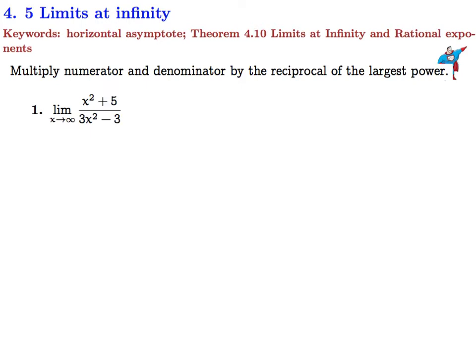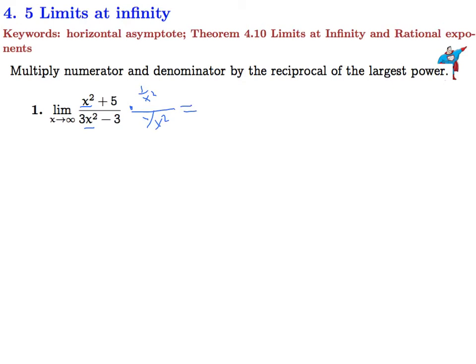Suppose we wanted to compute this limit here in number 1. Well, what we want to do is look and find the largest power. So here we've got an x squared. We've also got an x squared here. So 2 is the largest power. So we want to multiply the numerator by 1 over x squared, that's the reciprocal, and the denominator by 1 over x squared.